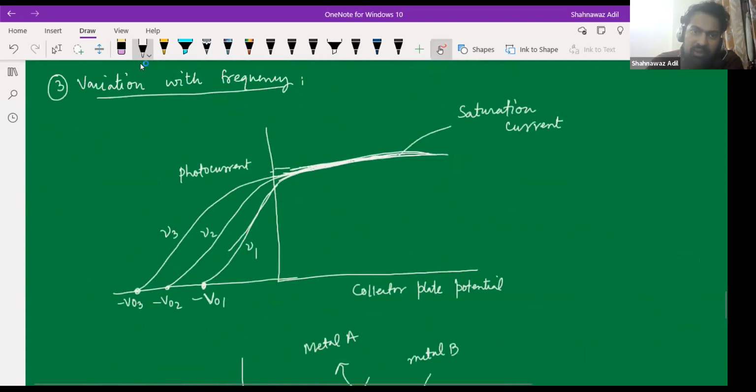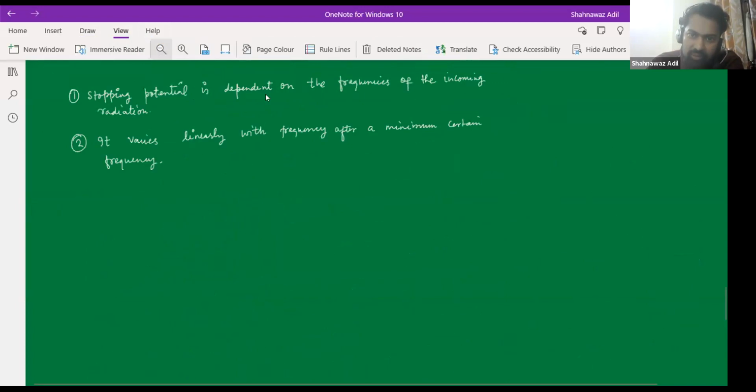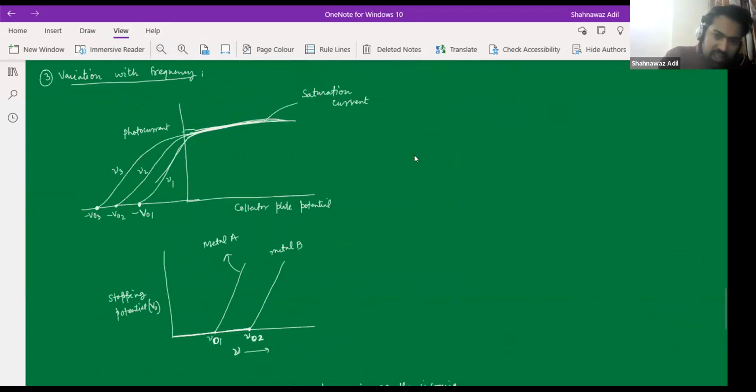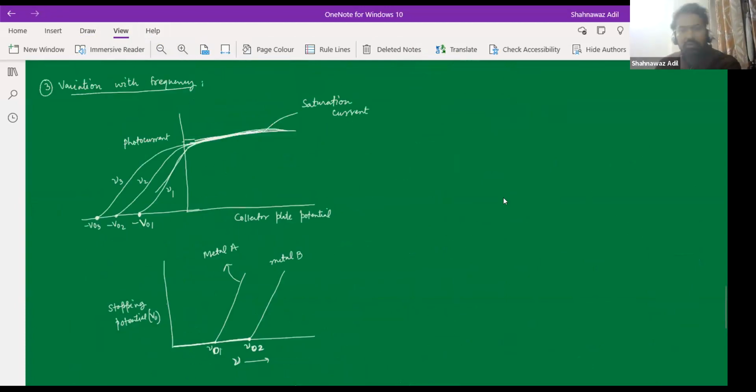So please note down this part and then we will write the overall result. Please note it down.